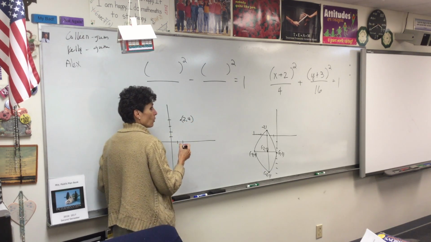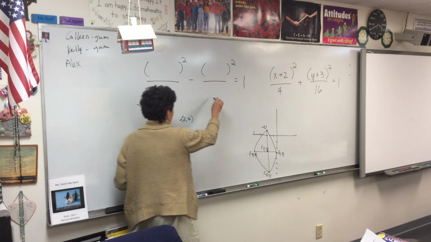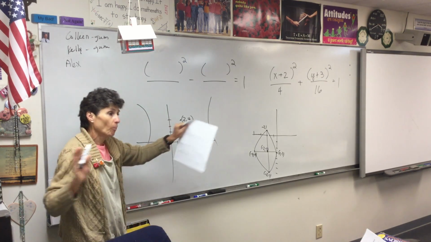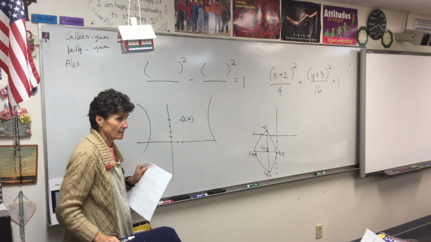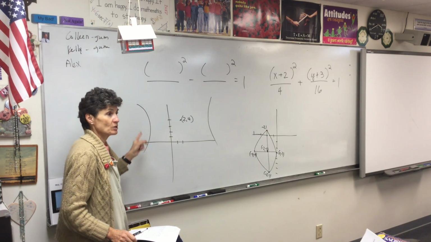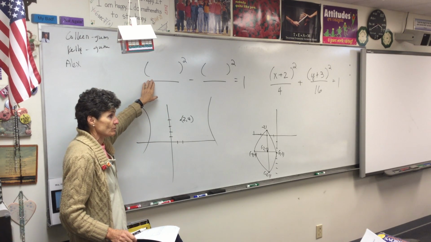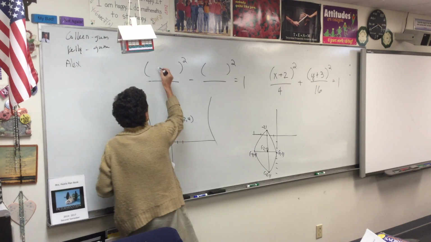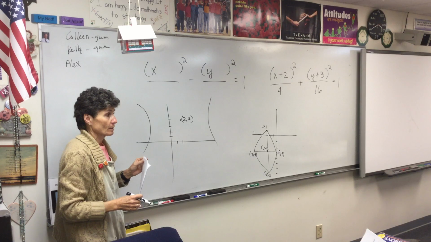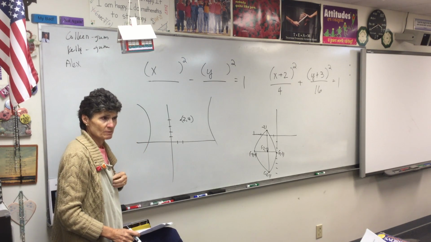It opens horizontally. Now that means the hyperbola has that shape. It opens sideways, horizontally. What does that tell me, by the way, about my equation? If I'm opening sideways, what do I know about my numerators? X is first. So it's going to be X minus Y. Because remember, in a hyperbola, the way it opens is the letter that comes first.